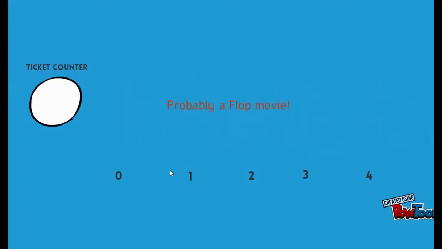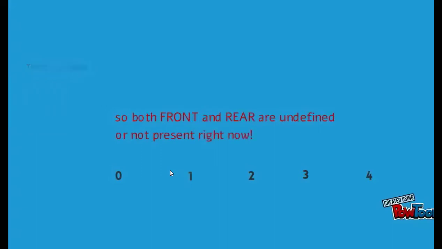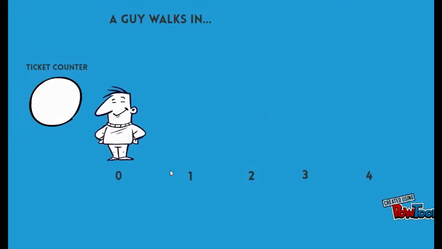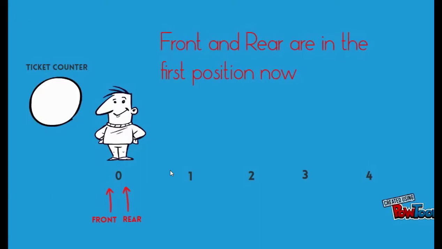Probably it would be a flop movie, maybe that is why no one is there. So both front and rear are undefined and are not present right now. Now a person walks in to the ticket counter, and what will happen to the front and the rear position? Both will be the same. Since the queue was empty, we were able to insert a person, that is, a person can come and stand in the queue.